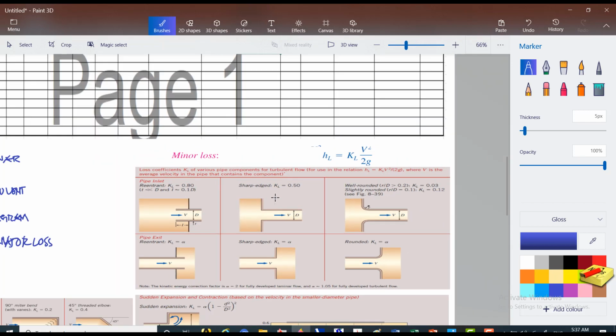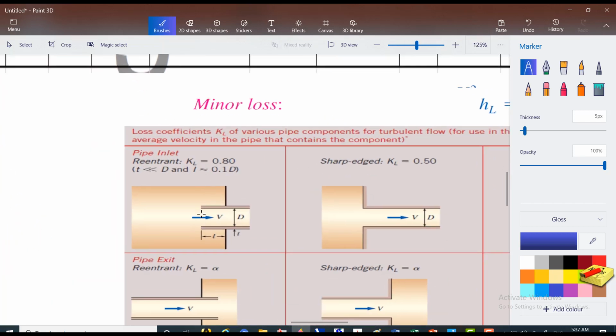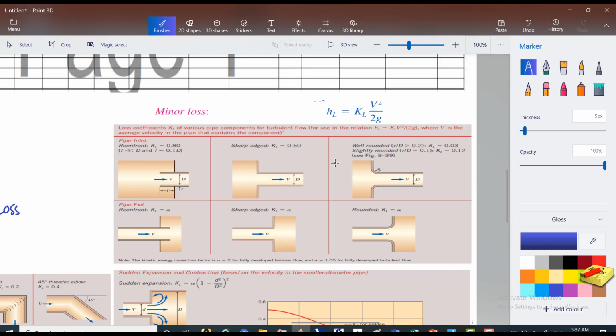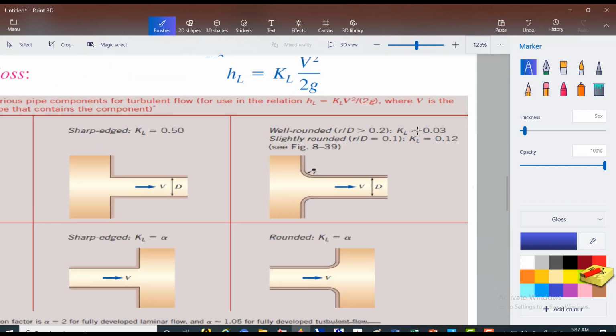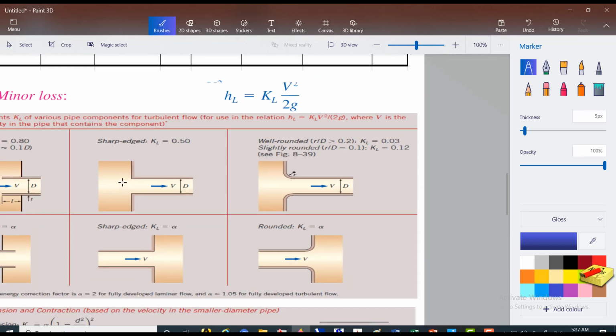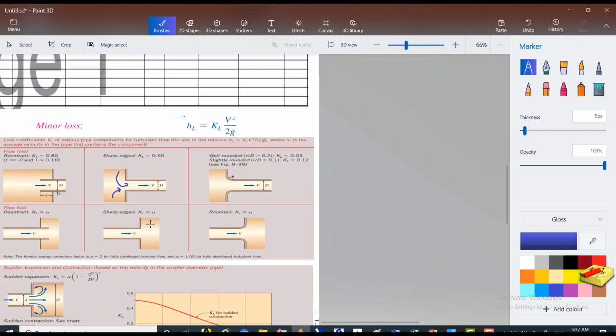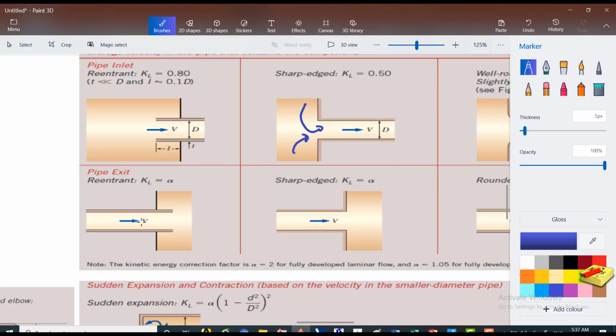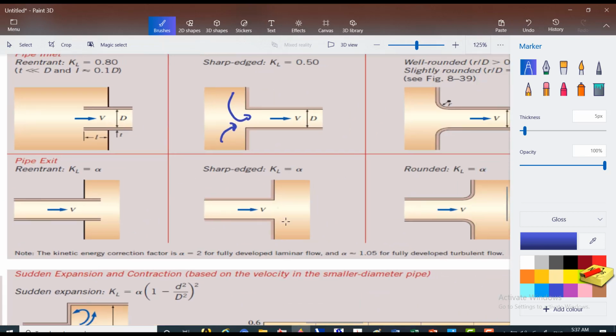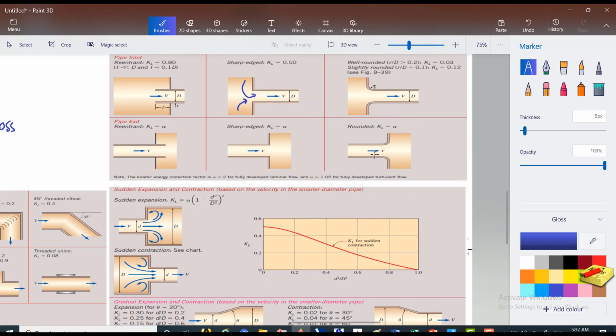In this table you will notice we have pipe inlet, and you have the value of KL, which is 0.8. For sharp edges, you have 0.5. Well rounded, you also have a value. This is the water flowing, okay? Water flowing into the tank, usually like a tank, with water entering there. Then for pipe exit, also going to a tank, we have sharp edges also, then rounded also.